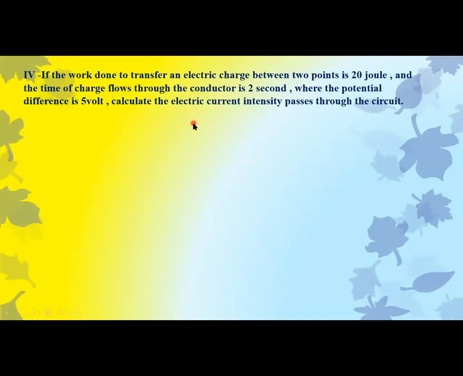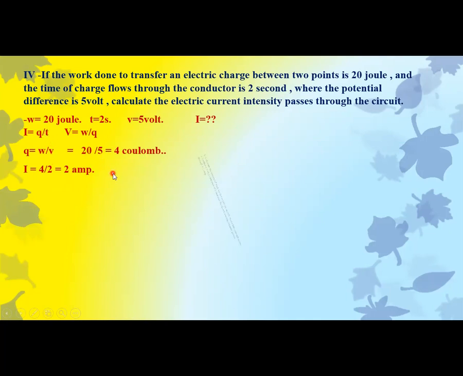If the work done to transfer an electric charge between 2 points is 20 joules, so W equals 20, and the time for the flowing of the charge is 2 seconds, so I have time and I have W, where the potential difference is 5 volts, and I have V. Calculate the electric intensity. Here I put the three in front of me. I have two laws I must use: I equals Q over T and V equals W over Q. Why? Because I have V and W, I can get Q. If I get Q, with the time I substitute and get I. So Q is 20 divided by 5, which is 4 coulombs. I put it there, 4 coulombs divided by 2 gave me 2 ampere.